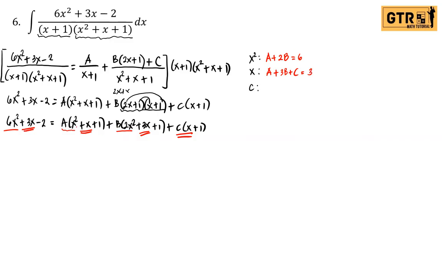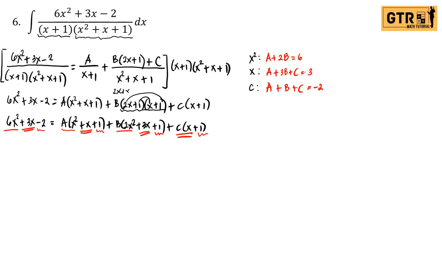And then for the constant, we have a, times 1, so 1 plus b times 1, and then plus c again, equals the constant, negative 2. We can solve the values of a, b, and c by the elimination method. So let's use the elimination method.